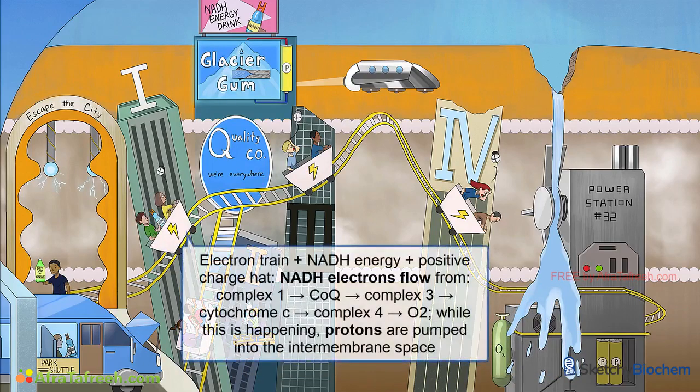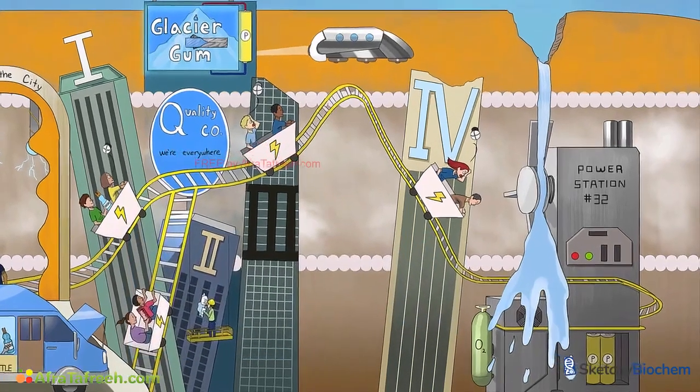In contrast, NADH electrons flow from complex 1 to CoQ to complex 3 to cytochrome C to complex 4 and finally to molecular oxygen. The lightning bolt train with the boy holding an NADH energy drink represents the flow of NADH electrons. The train starts at building 1, moves through Quality Co in building 3, then passes under the flying chrome C car through building 4, and finally ends near the O2 tank. Just like we discussed earlier, protons, or in this case plus hats, are transported into the intermembrane space.